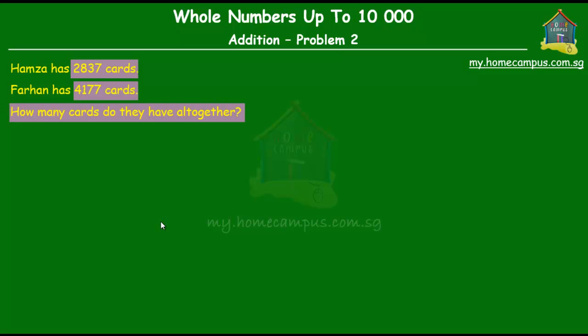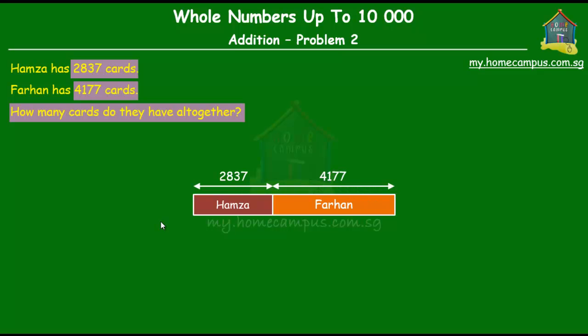Well, altogether means that we have to find out the sum of the number of cards that Hamza has and the number of cards that Farhan has. So the sum would be the total number of cards that the two boys have, which would mean 2,837 plus 4,177. Okay, now how do we add these two numbers?